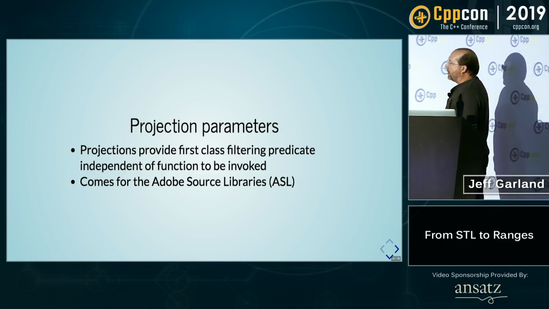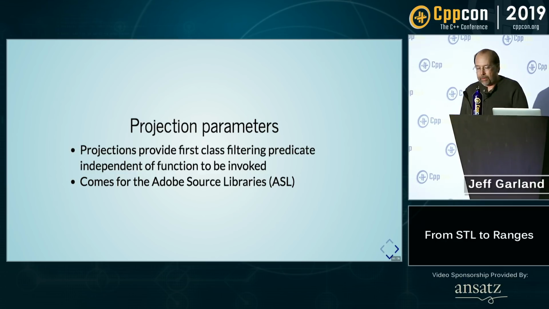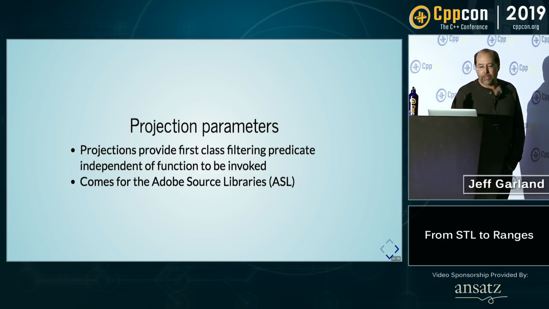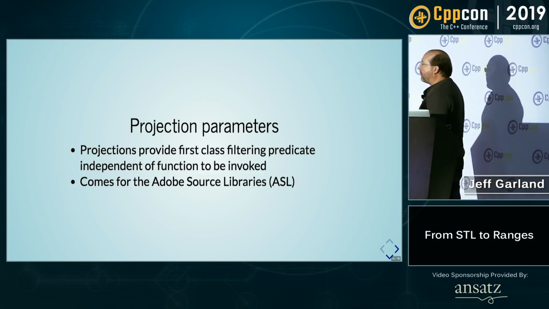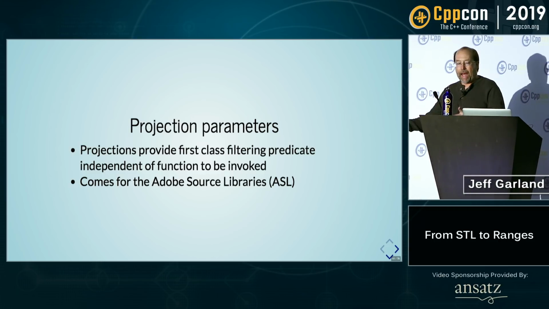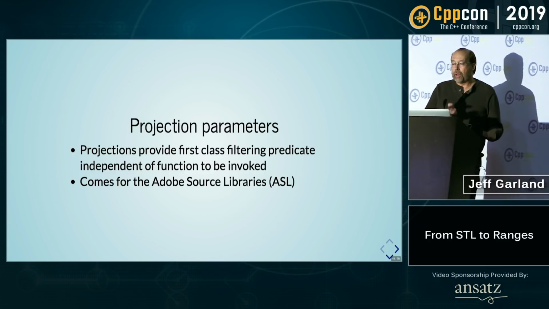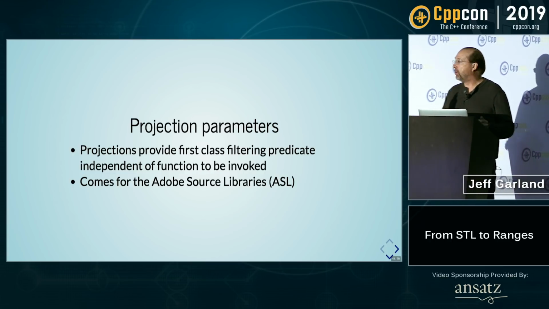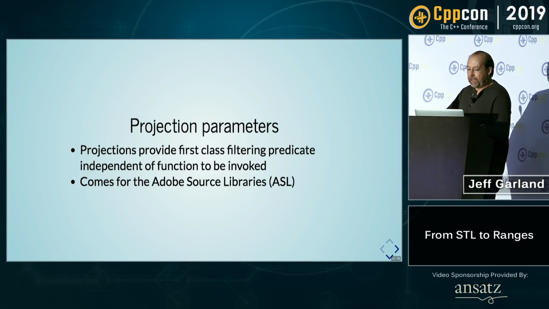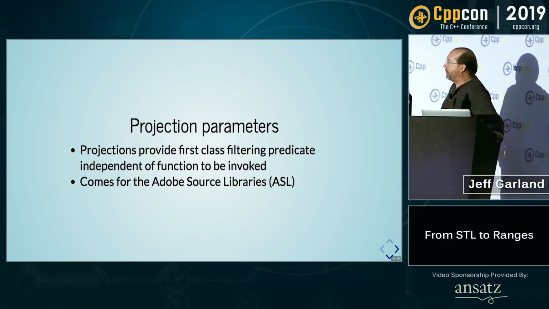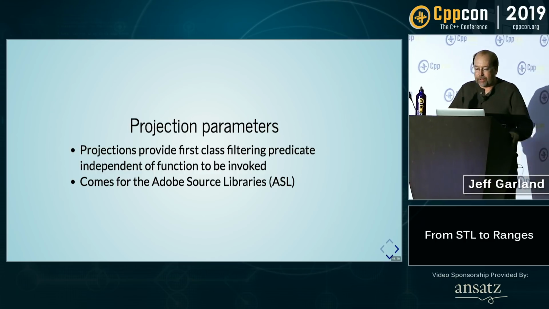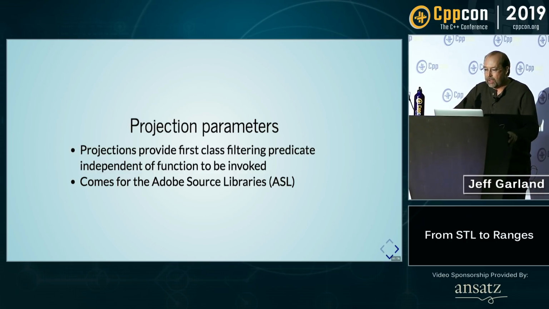And one of the interesting things that's been added to many of the algorithms in the ranges library is projection parameters. So projections give you a first-class way of getting at the object before it's sent to the predicate, for example, in something like a for each algorithm. So this really started with the Adobe Source Libraries, the ASL. If you saw Sean Parent's talk earlier, he was involved in the creation of that.